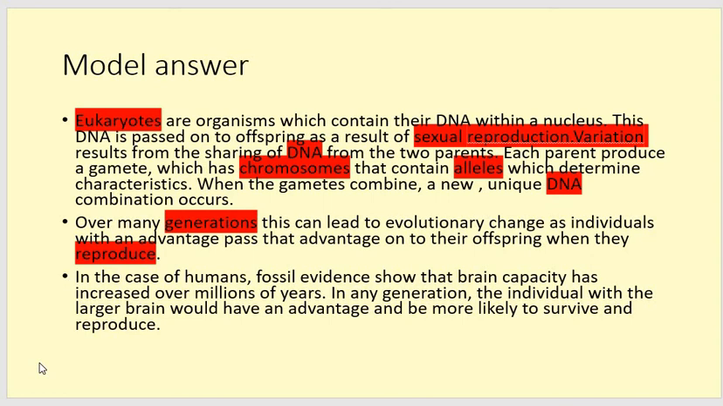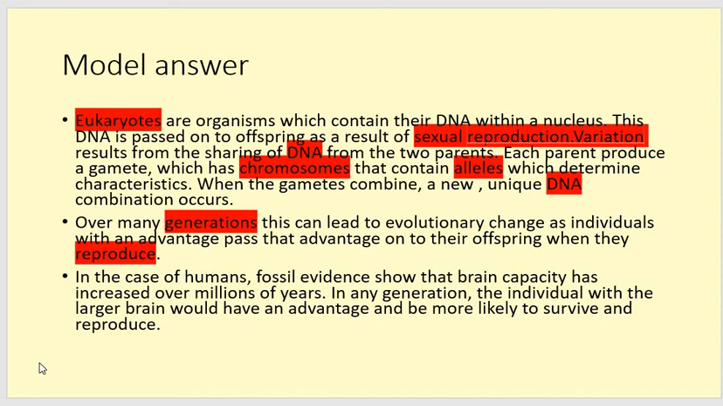If you have a go at using unique and can't spell it correctly, I won't mark you down for that. Over many generations, this can lead to evolutionary change as individuals with an advantage pass that advantage onto their offspring when they reproduce. That is survival of the fittest.